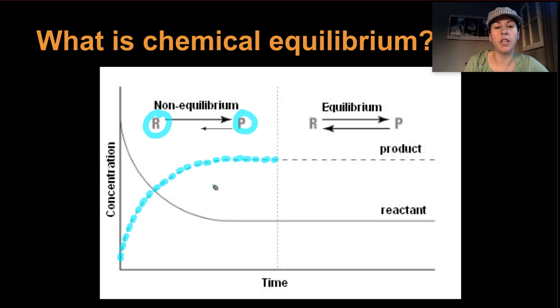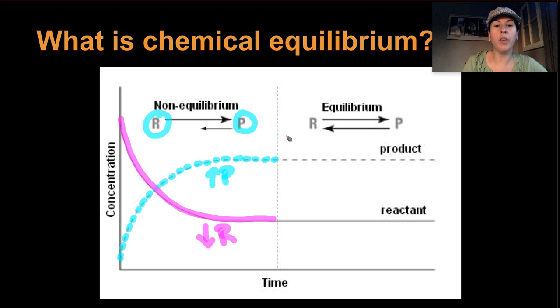Okay, so we see an increase in our products. We also see a decrease in our reactants. And so our reactants, as this reaction is beginning to occur, we're seeing that they are going to go down. And so we see that there's a decrease in our reactants.